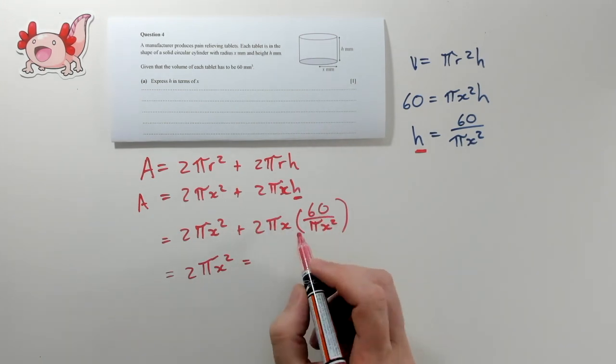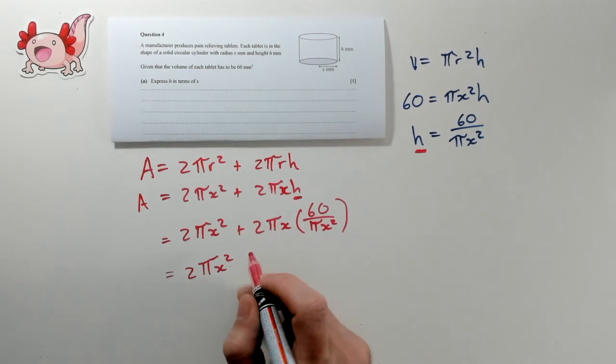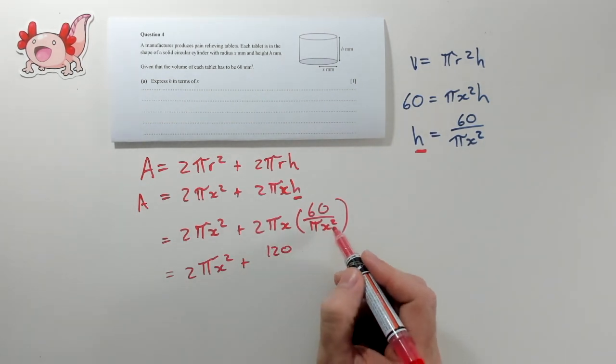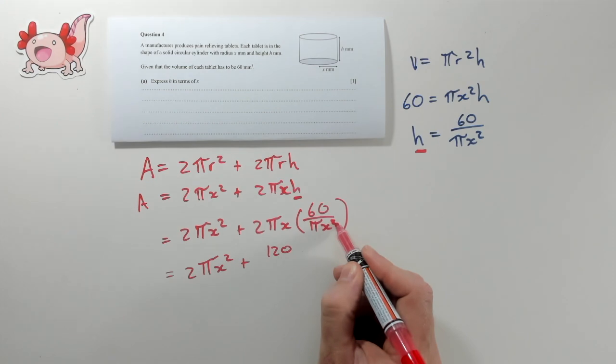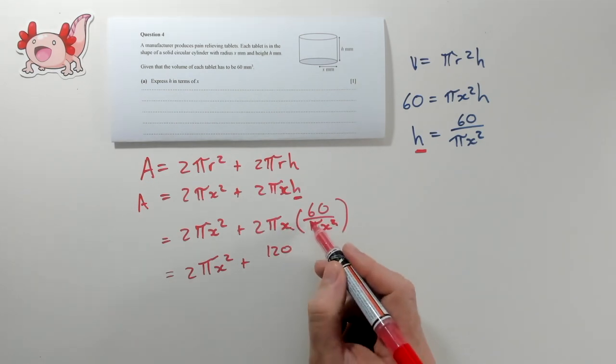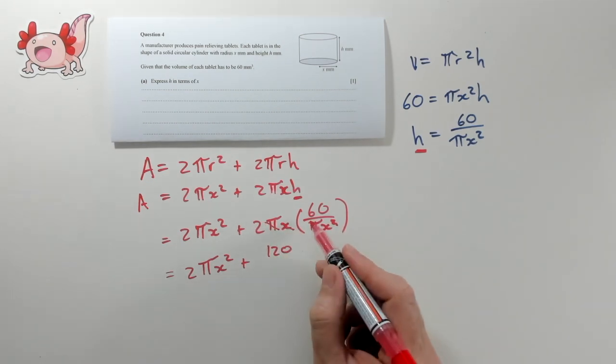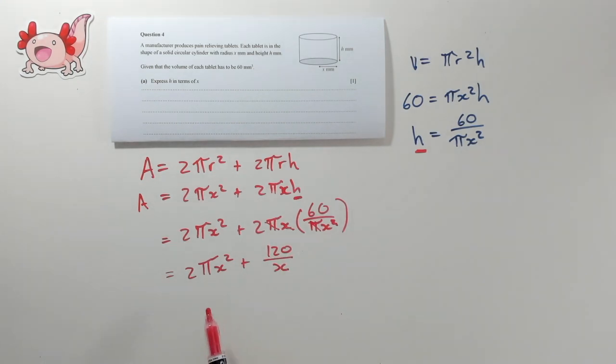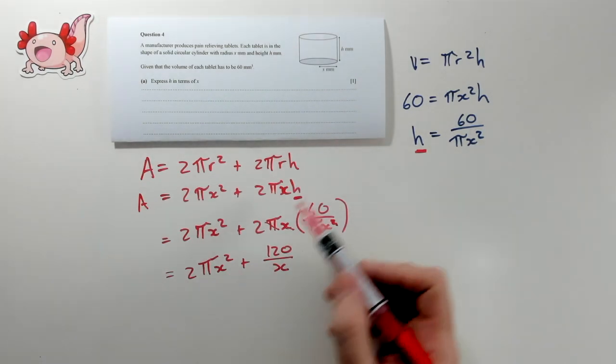The 2 times the 60, that's not an equal sign, plus sign, is going to be 120. And this x squared and that x would cancel out. The pi's would also cancel out. So I'm basically just left with an x underneath. And this is what the question said. They say to show that area is given by the formula A is equal to 2 pi x squared plus 120 over x. And there we go.